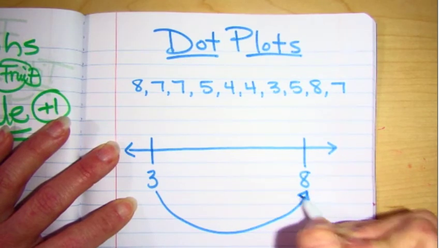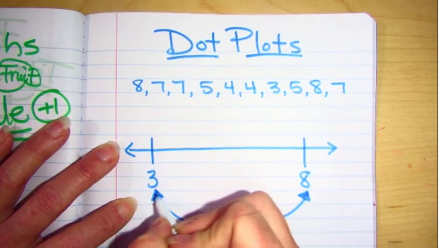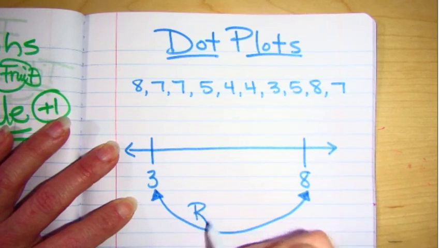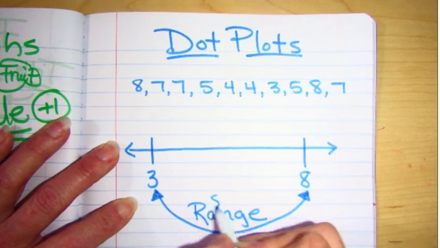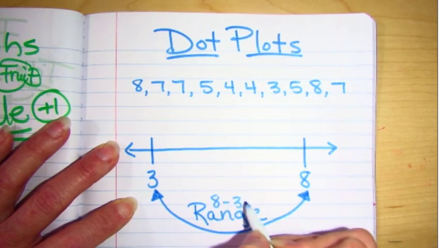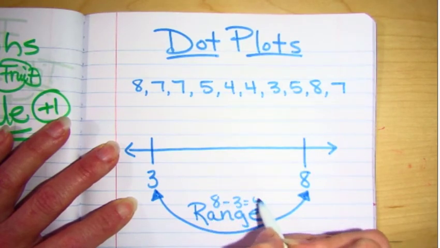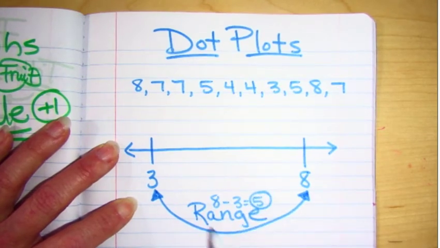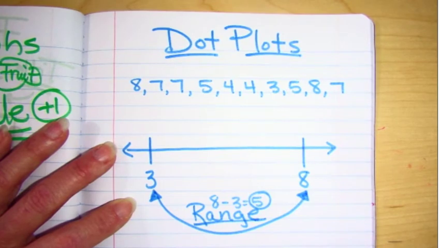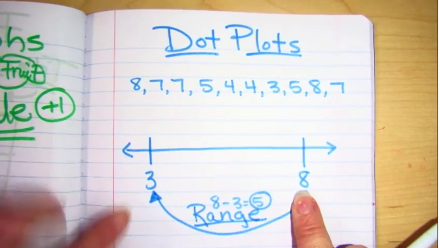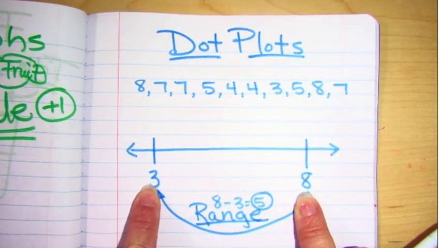The difference between the largest number and the smallest number, this is really important. This is a new 5th grade thing. This is called your range. Your range is going to just be 8 minus 3, which is 5. There will be questions on different problems that will ask you what the range is. You take the largest and the smallest.